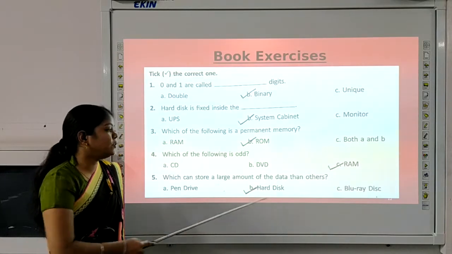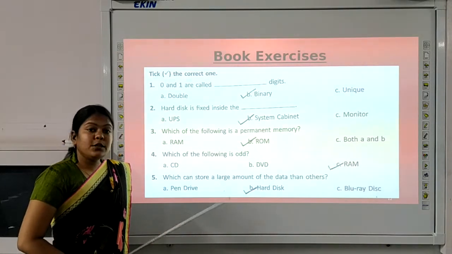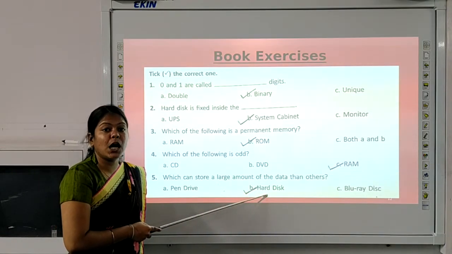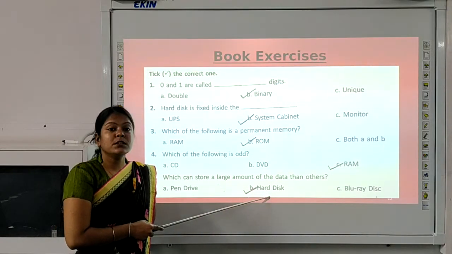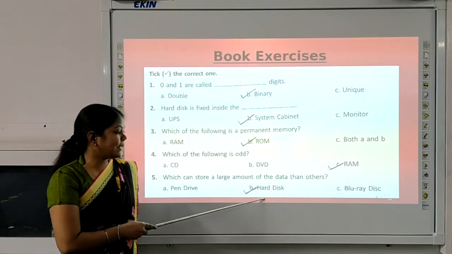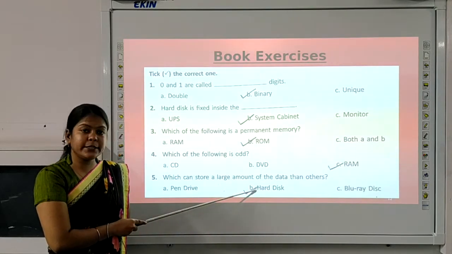See students, here all three options are used to store data, but the hard disk is used to store a large amount of data. It can store data in the form of GBs or TBs, terabytes. So your correct answer is hard disk. Put the right mark here.